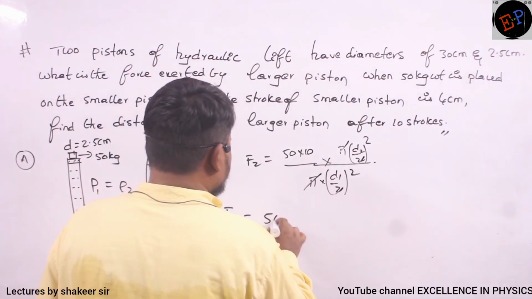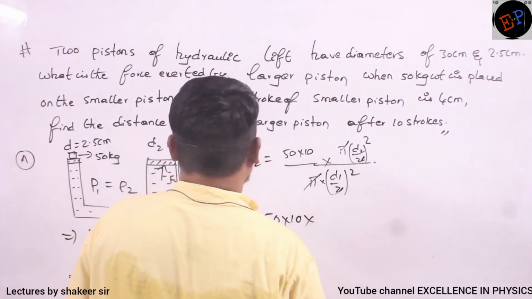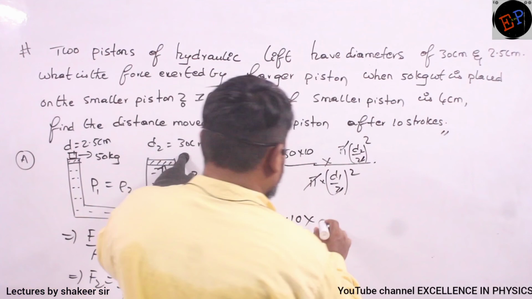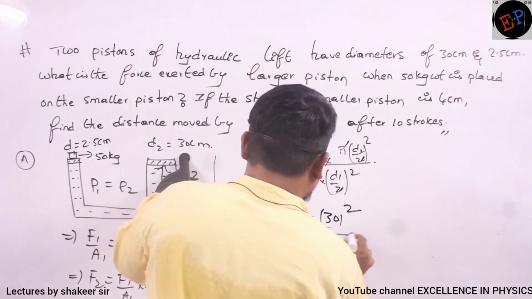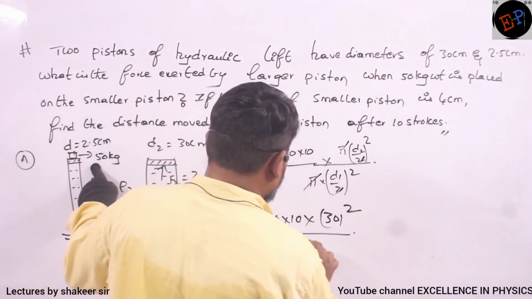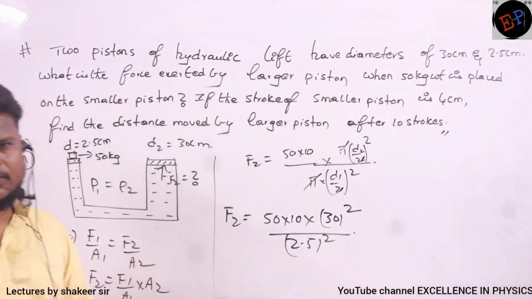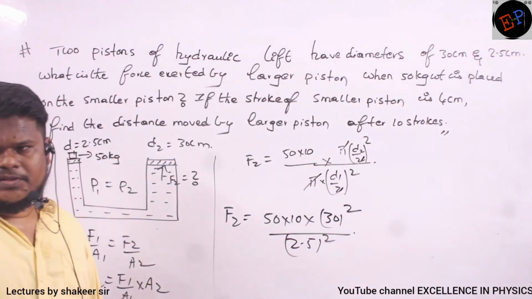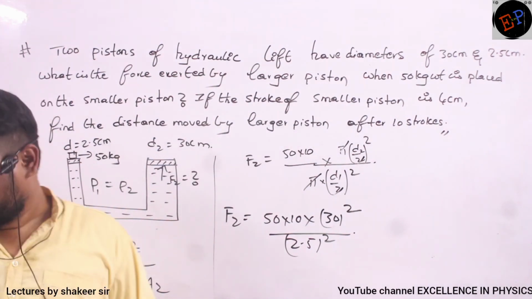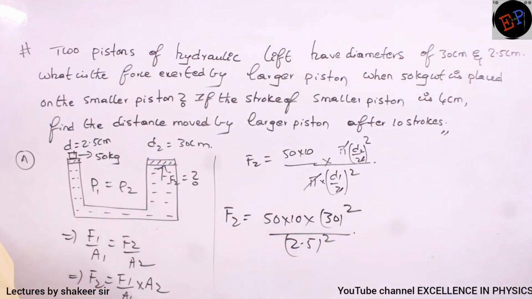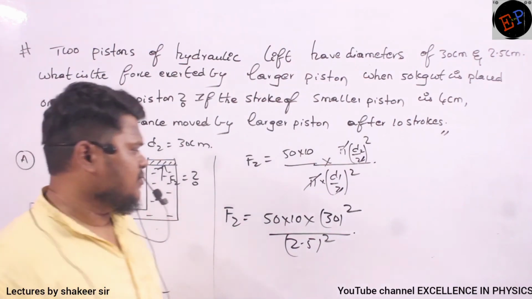So therefore F2 value is 50 into 10 multiplied by d2. D2 is how much now? 30. So I can write 30 square divided by d1. d1 is 2.5 square. That's all. If you do this calculation, you will get the force which is acting on the second piston. Force on the second piston only is asked. So therefore the answer which you should get is 7200 kg weight.